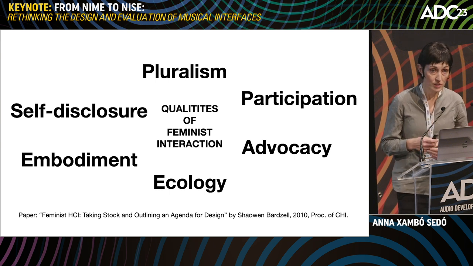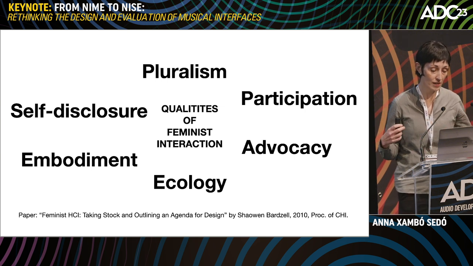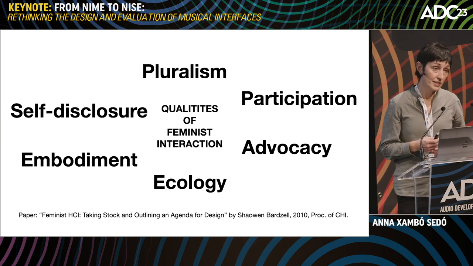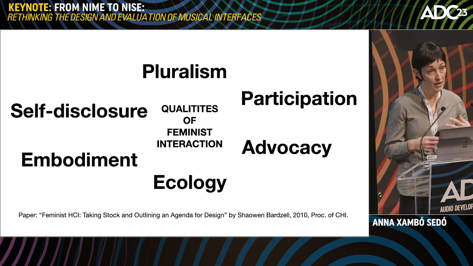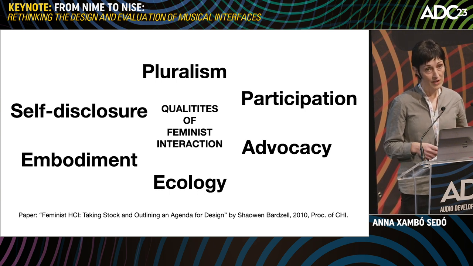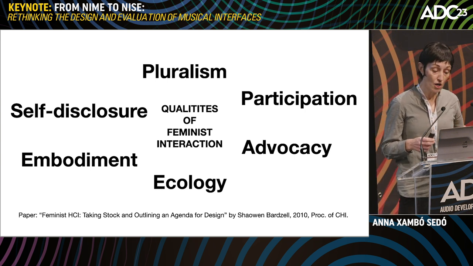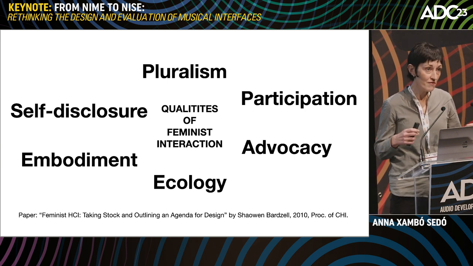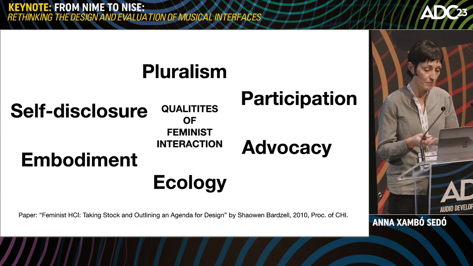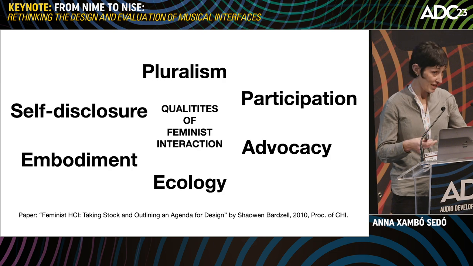Fourth, ecology, which is basically the awareness that there are several contexts, so it's not only the product, but what are the contexts that kind of embrace the product. Fifth is the embodiment, so considering that there is an agency in the bodies, that everybody is different, so that should also be reflected. And sixth, self-disclosure, so this transparency on how software affects the people. So basically being transparent, communicating, and acknowledging that there is an influence.